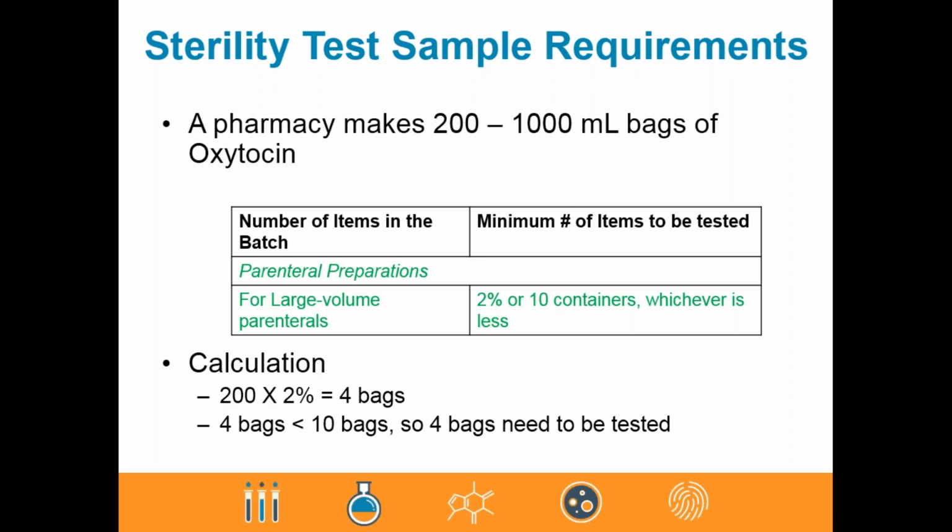It's 2% or 10 containers, whichever is less. So notice this one's less and not more. So 2% of your 200 is 4 bags. 4 bags is less than 10, so 4 bags need to be submitted for the sterility test.